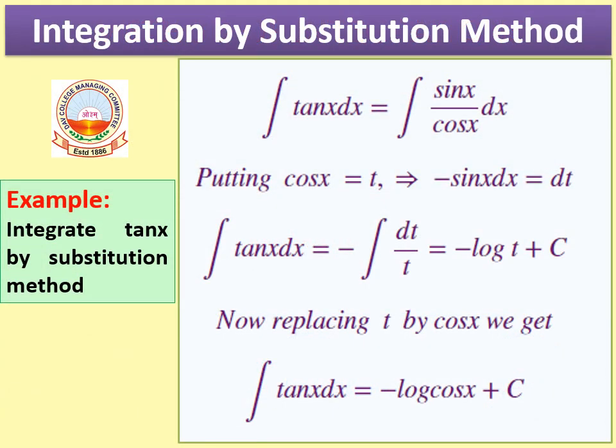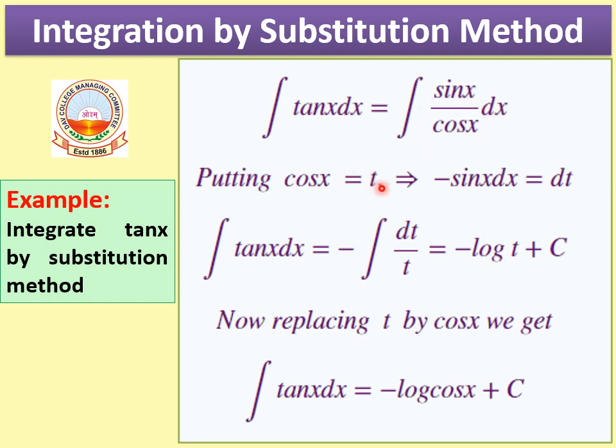We understand this method by taking one example of finding the integral of tan x. Normally the formula used for integration of tan x is equal to minus log cos x plus c. But here we find this formula by using the substitution method. Convert tan x into sin x over cos x. Now the denominator is cos x.